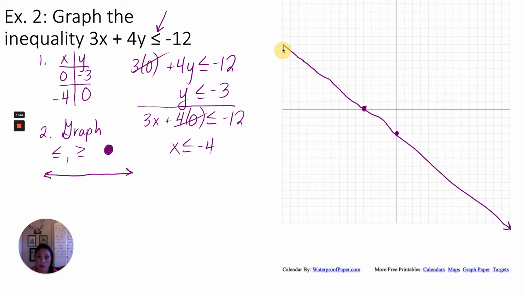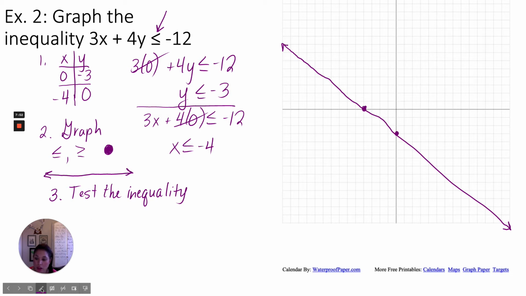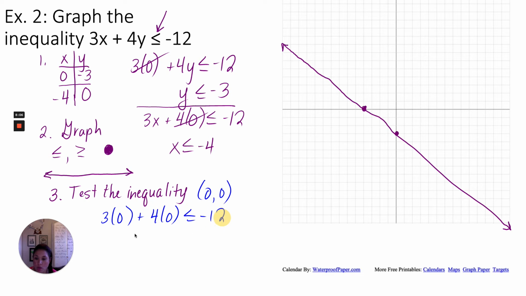Okay, now I'm not done. My next step is to test. Test the inequality. So I need to see that this is a true statement. I'm going to put in the value of the origin into my x and y to see if this is a true statement. So 3 times 0 plus 4 times 0 is less than or equal to negative 12. So this would be 0 plus 0 is less than or equal to negative 12.